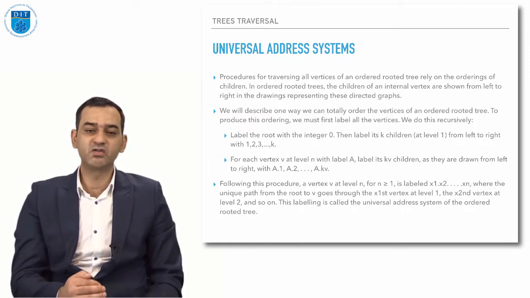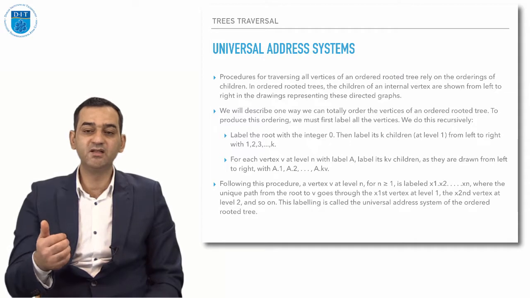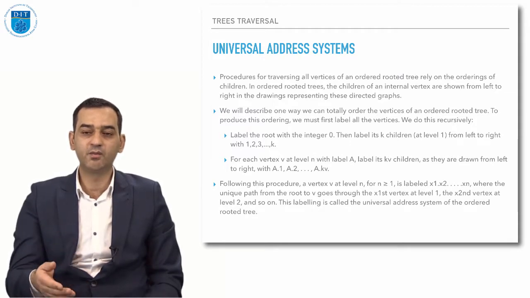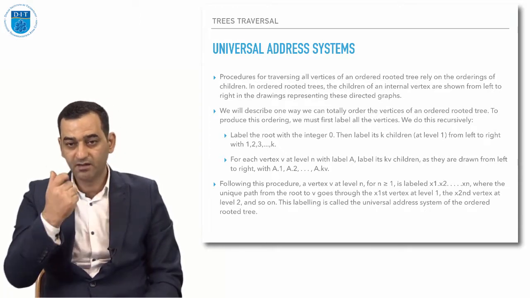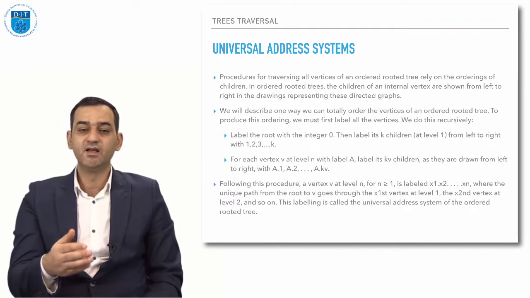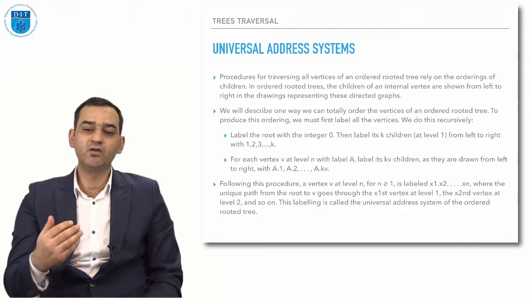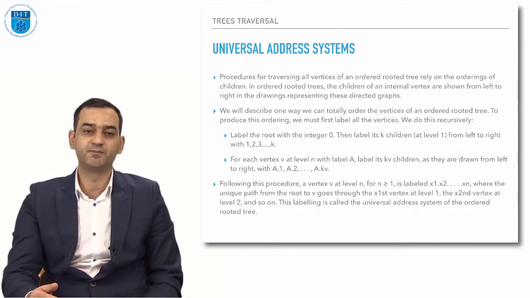Now, following this procedure, a vertex v at level n, for n greater than or equal to 1, is labeled x1, x2, up to xn, where the unique path from the root to v goes through the x1-th vertex at level 1, the x2-th vertex at level 2, and so on. This labeling is called the universal address system of the ordered rooted tree.